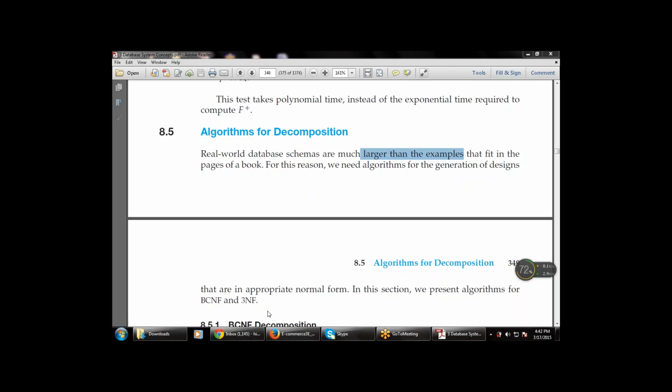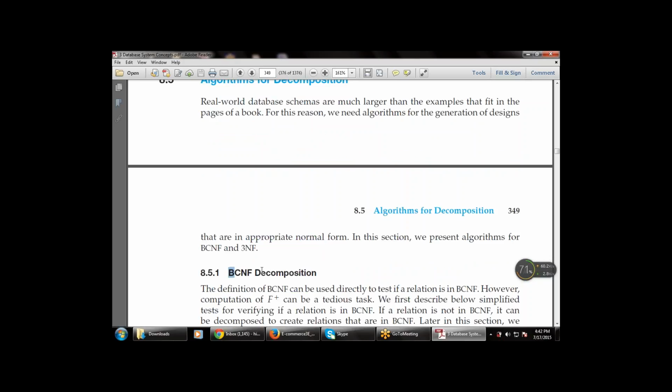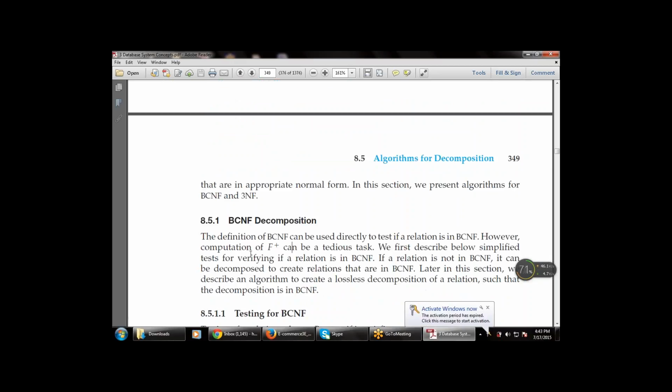For this reason, we need algorithms for the generation of designs that are in the appropriate normal form. In this section, we present the algorithms for BCNF and 3NF. So there are various algorithms available for BCNF, that is Boyce-Codd normal form, and for the third normal form. The first one is BCNF decomposition, that is, the algorithms used for decomposing into BCNF.